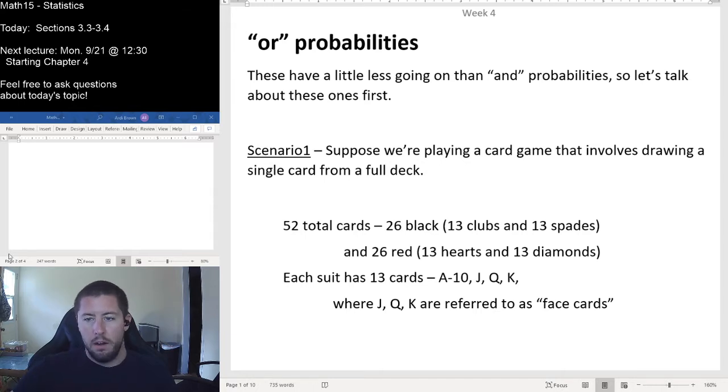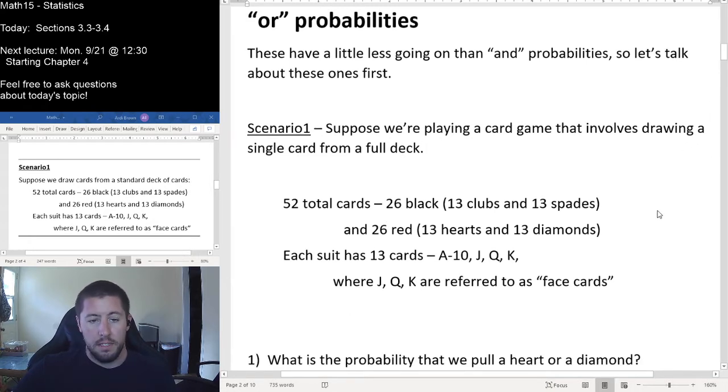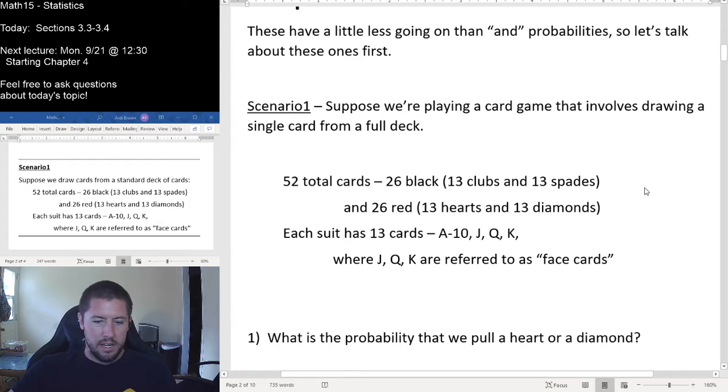So let's talk about our first basic scenario. This is the scenario that I was intending to lay out for our last example from last class. I'm going to call this scenario 1. All this is saying is we're playing a game with a full deck of cards. I'm going to keep up my helper document over here that holds the information of the currently discussed scenario so that I can scroll away from it.